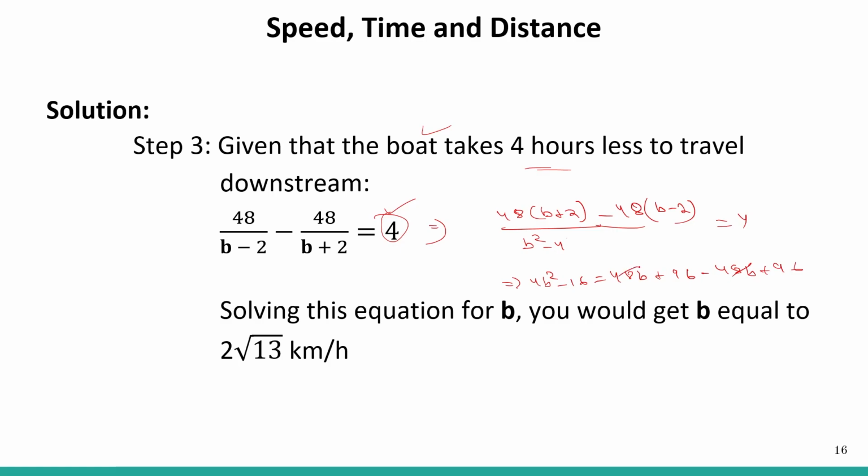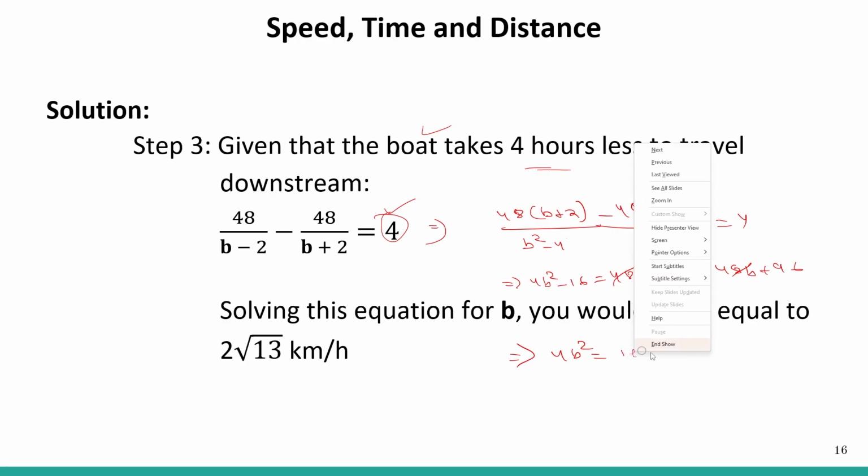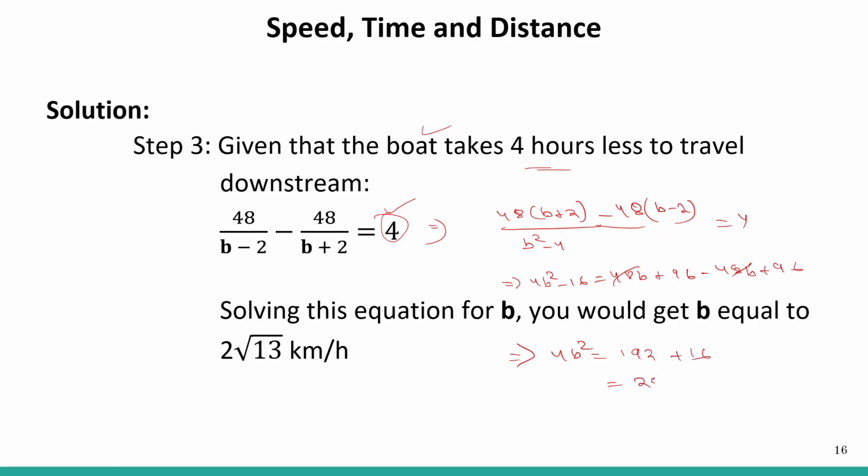So negating the 48B, okay, what we are left with is 4B square is equal to 96 plus 96 is equal to 192. So it will be 192 plus 16, right? So this will be 208. Okay, this is 4B square. So this implies that B square is equal to what? 208 by 4. So this is equal to nothing but it is 104 by 2 is equal to 52. Okay, so this implies that B square is equal to 52. So this implies that B is equal to what? Square root of 52. So square root of 52 will be what? So it will be 13 root 13 into 2, or 2 root 13 it is.